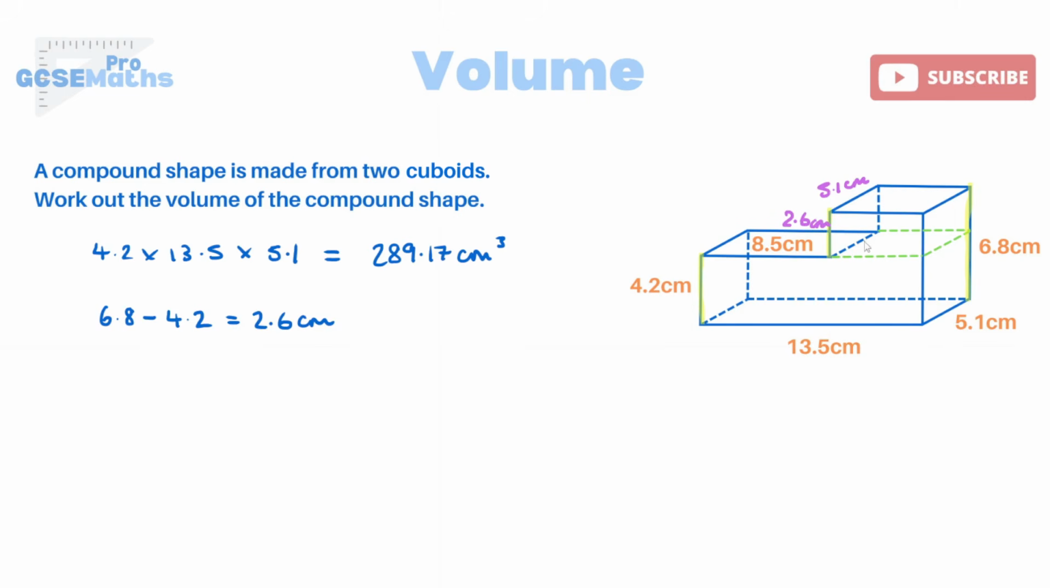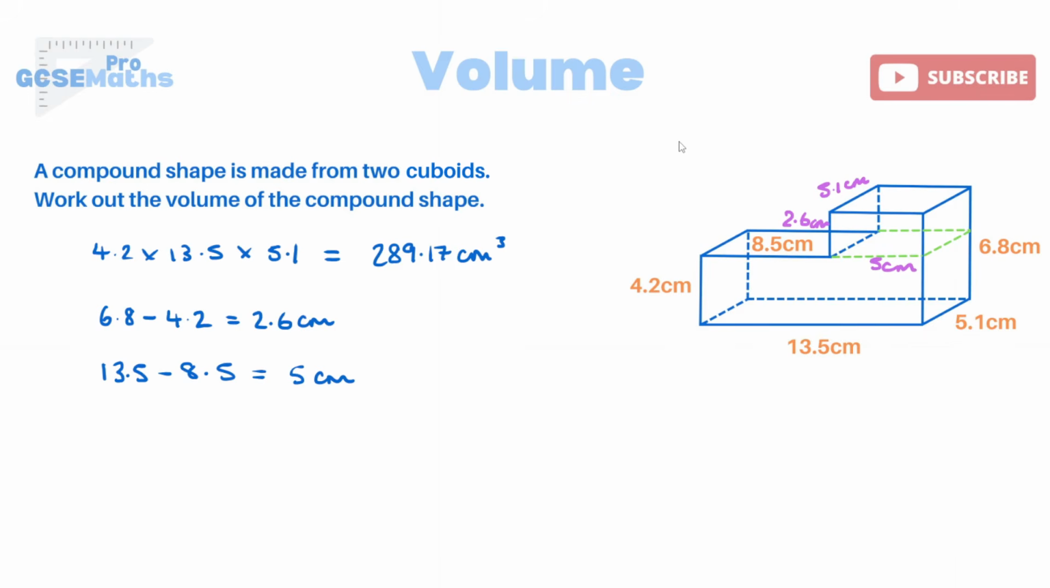Now I just want to know my horizontal measurement across. So this measurement here, let's compare it to all of the other horizontal measurements. I've got 8.5, that stops there, doesn't it? And then the total width across is 13.5, so it's kind of the same thing again. The bit that I'm missing would be 13.5 minus the other 8.5. That should give me just 5 centimeters. So now I have all the measurements I need for the top rectangle.